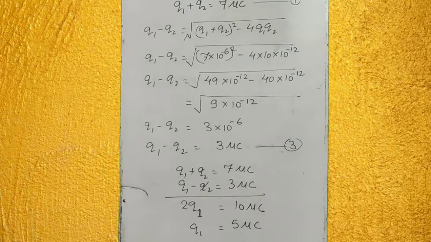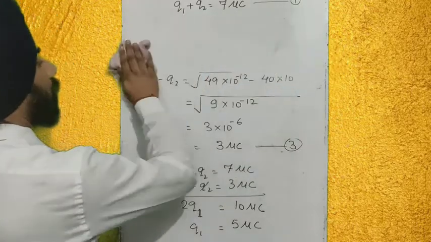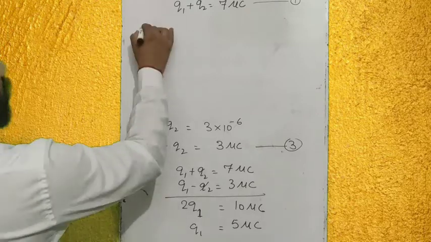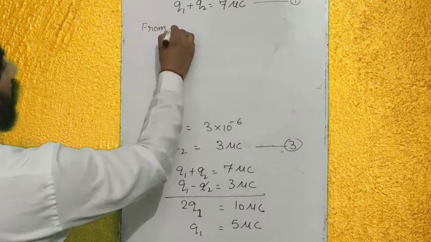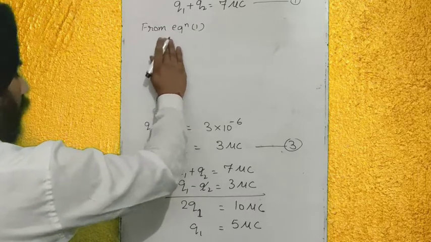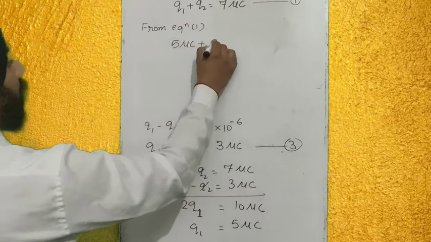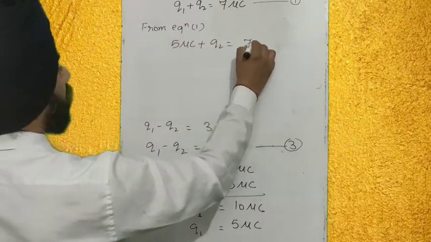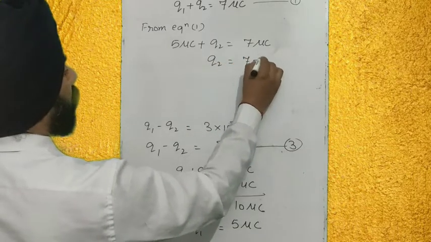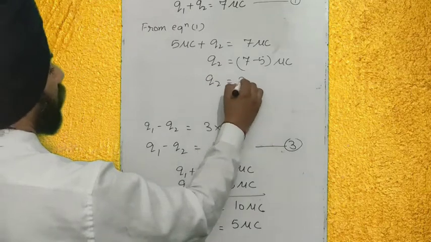Substituting this value of Q1 in equation number 1, from equation 1, Q1 we calculated is 5 microcoulomb, and Q2 we have to find out from 7 microcoulomb. Q2 will be equal to 7 minus 5 microcoulomb, so Q2 will be equal to 2 microcoulomb.